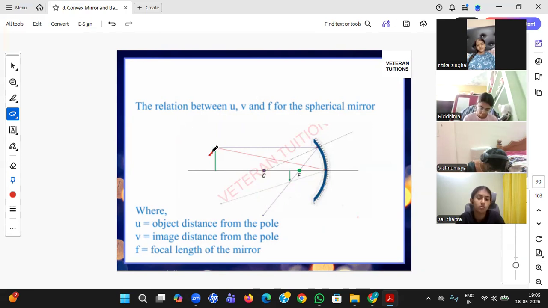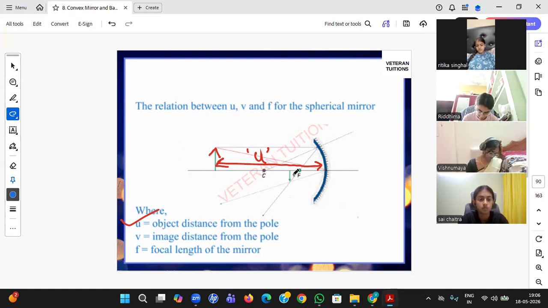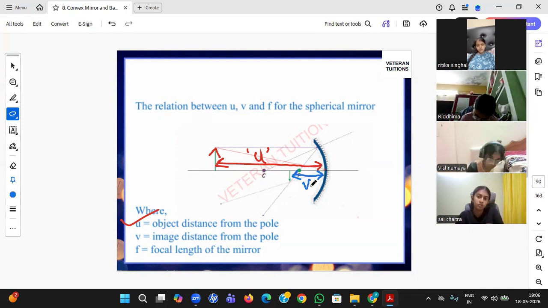I took some case. Where will I keep the object? Here. Now, what is u? Object distance to the pole, beta. This is known as u. Object distance is nothing but u, the distance from pole to object. Image distance: where is the image? Here, from the pole. That is represented by v. Your image distance is always represented by v. All our references are the pole only. Object distance u, image distance v.